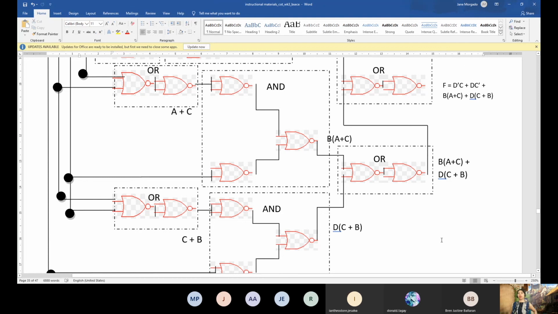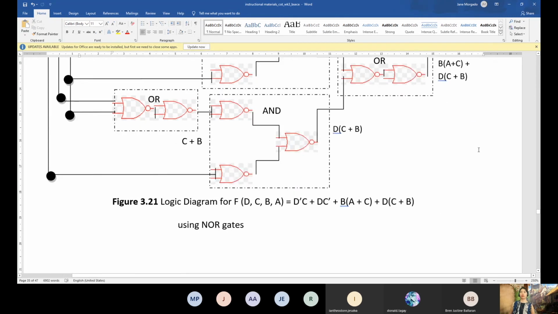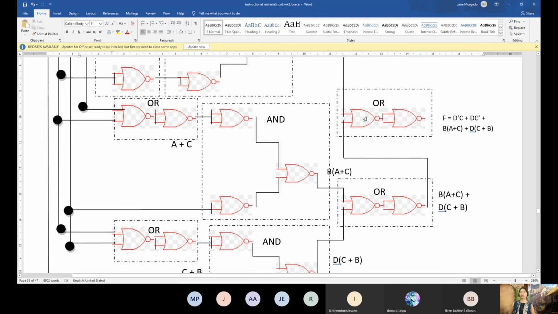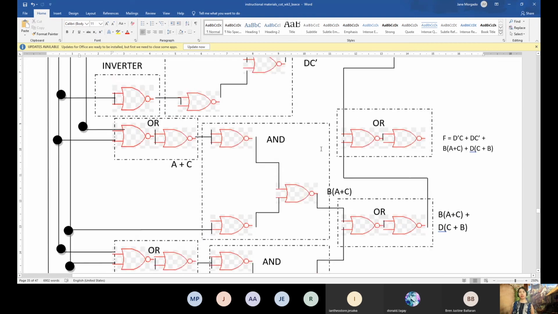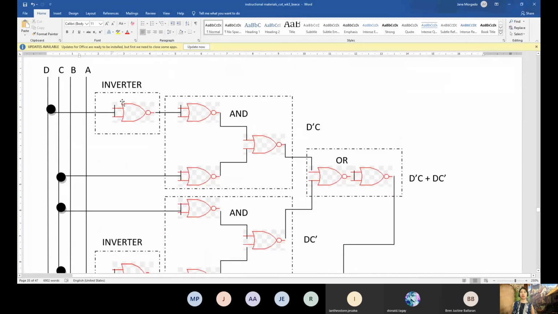Okay. F is equal to D prime C plus D C prime plus B times A plus C plus D times C plus B. Okay. So what we did was we just simply converted the inverter to its equivalence in NOR, and the OR to its equivalence in NOR.